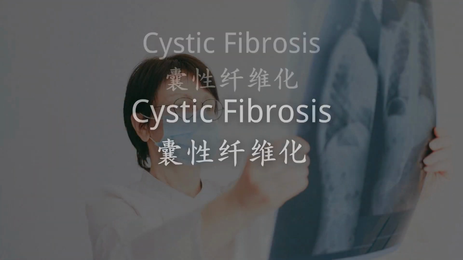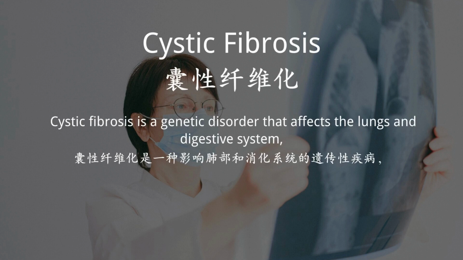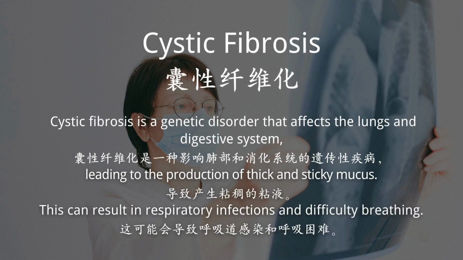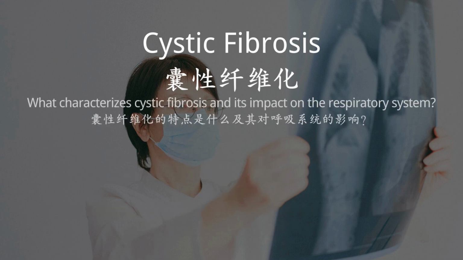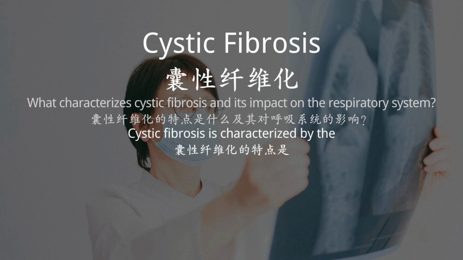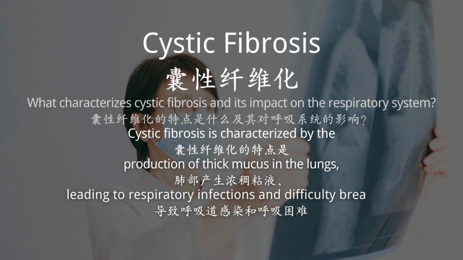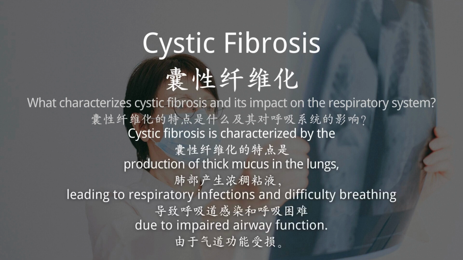Cystic fibrosis. Cystic fibrosis is a genetic disorder that affects the lungs and digestive system, leading to the production of thick and sticky mucus. This can result in respiratory infections and difficulty breathing. What characterizes cystic fibrosis and its impact on the respiratory system? Cystic fibrosis is characterized by the production of thick mucus in the lungs, leading to respiratory infections and difficulty breathing due to impaired airway function.